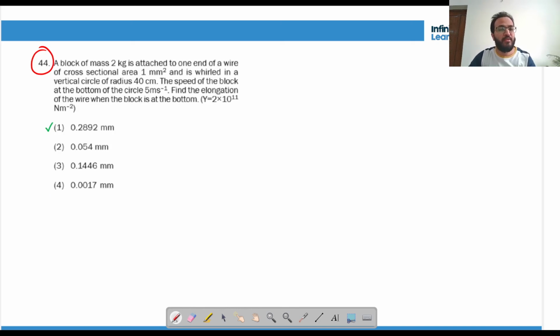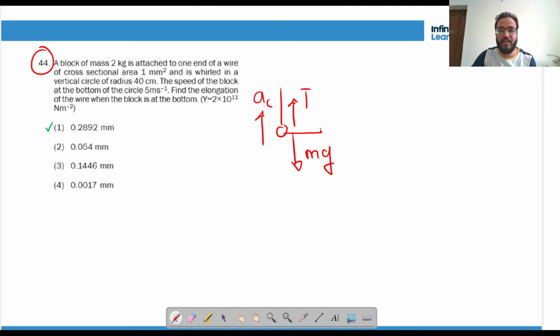So question number 44. A block of mass 2 kg is attached to one end of a wire of cross-section area A and is whirled in a vertical circle. The speed of the block at the bottom of the circle is given. Find the elongation of the wire when the block is at the bottom. See, you need this again, same concept. Can you see this concept is coming multiple times? When it is at the bottommost point, its speed is given. It is performing circular motion.